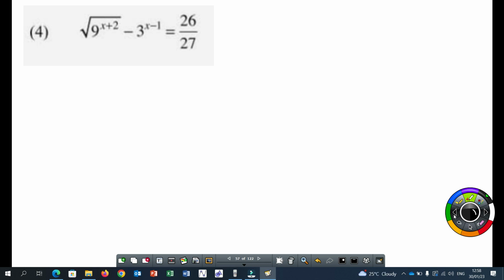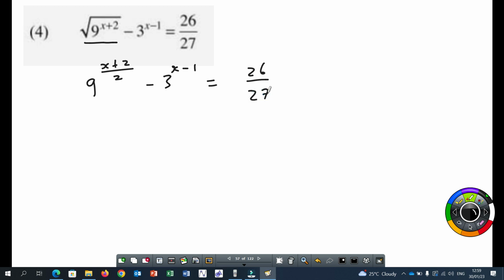If you want to solve that exponential equation, as I've said in the past, your knowledge from previous grades is important, especially factorization. Okay? In this case, the first term has a square root. Which means if you want to simplify it, you have to eliminate the square root sign first. So the first step is to write that as 9 to the power of (x plus 2) over 2 minus 3 to the power of x minus 1 equal to 26 over 27.